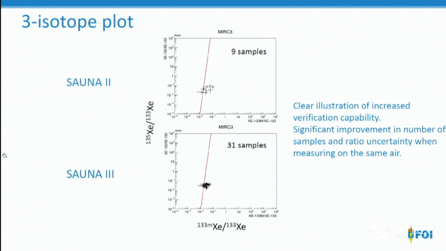And I think this is the absolutely best illustration of how we now have increased the verification capability of these systems. The one on the top is collected by the SAUNA 2 system, and on the bottom, the SAUNA 3 system. Measuring on the same air, we get this very much improved response in these multi-isotope plots, which is one of the most important tools we have for source identification and source characterization. You can see we go from 9 samples to 31, measuring on the same air, and the error bars are also smaller. Remember, there's a log scale in both X and Y.